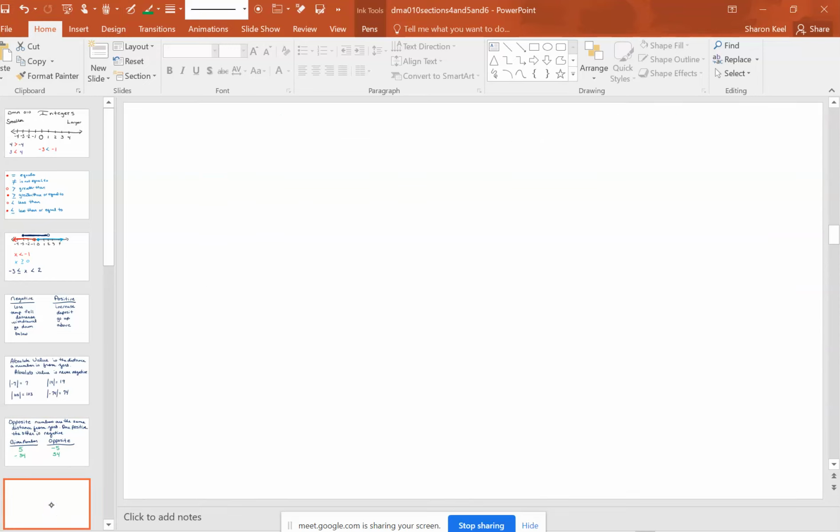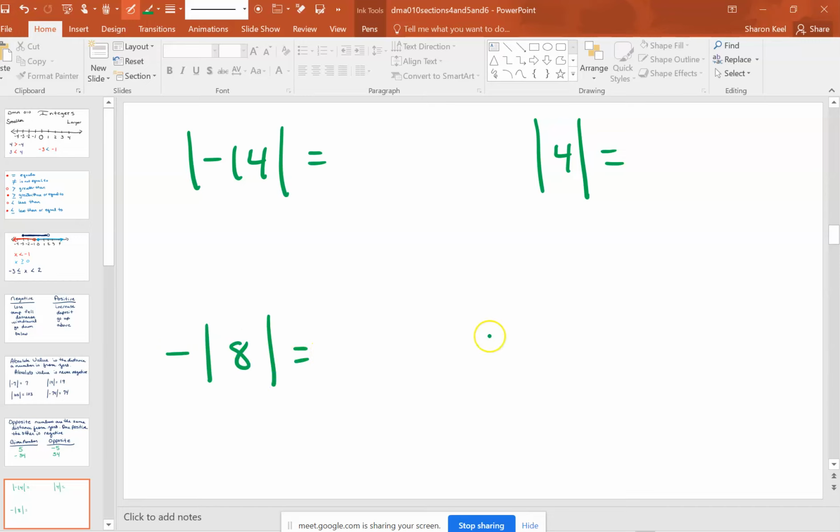Let me give you a couple of examples here that I want to be sure we're familiar with. This means what is the absolute value of -14? That's the distance from zero. So that would be 14 places from zero. What is the absolute value of +4? Well, it is 4 places from zero.